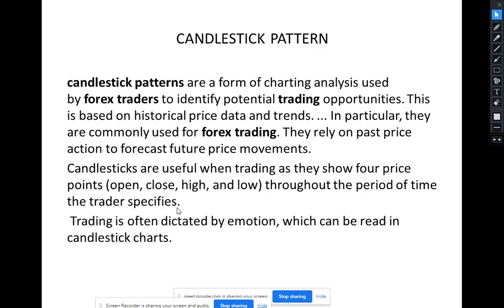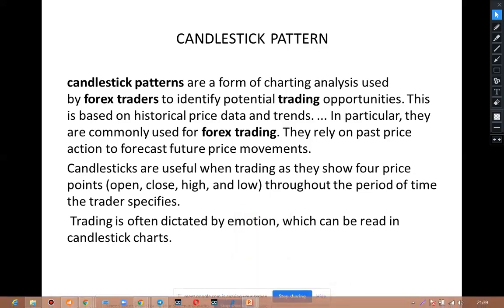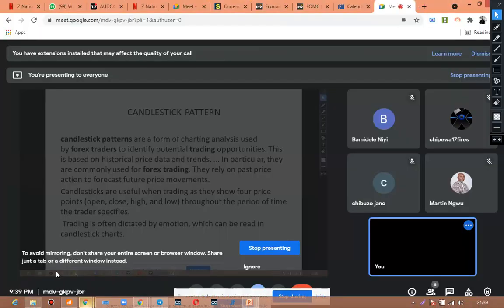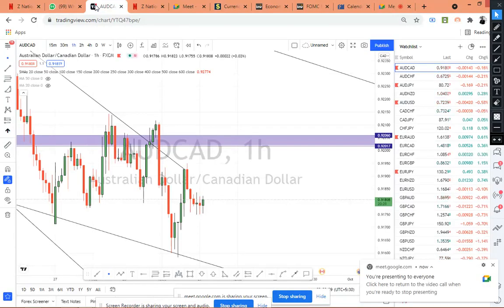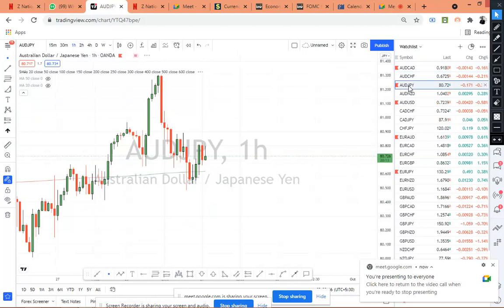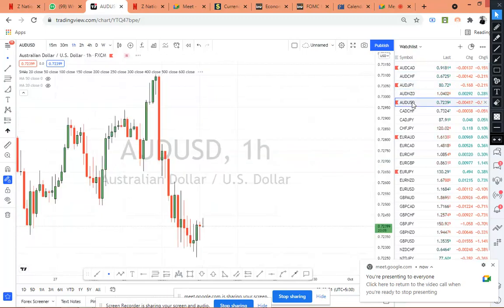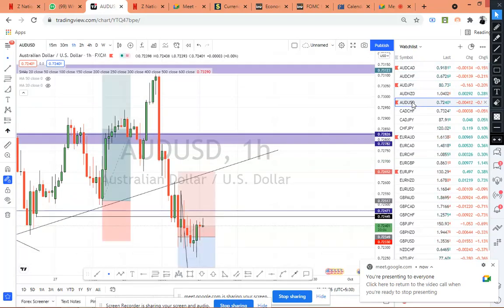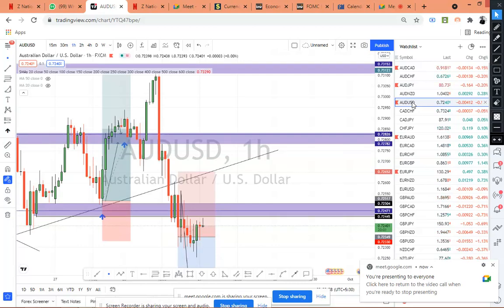When you open your charts, there are different kinds of candlestick formations. Okay, let's go to the chart now. When you open the chart, there are thousands upon thousands of different candlestick formations. But I only have the one I usually trade with. That is what I want to share with you.